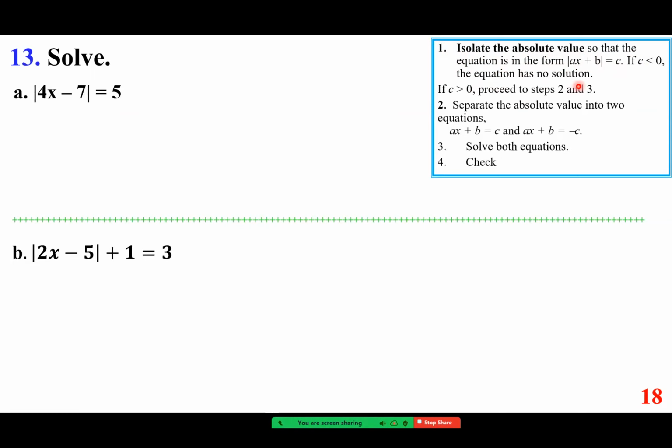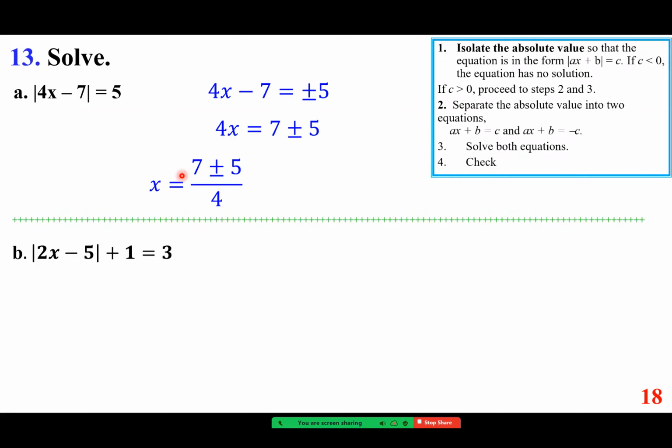However, if it's positive, and after it's been isolated, separate it into two equations: ax plus b equals c, and ax plus b equals minus c. In other words, drop the absolute value and say plus or minus 5, and then move on and check. So in this case, because this is positive, we're going to drop the absolute value and put plus or minus 5. Move the 7. Divide both sides by 4.